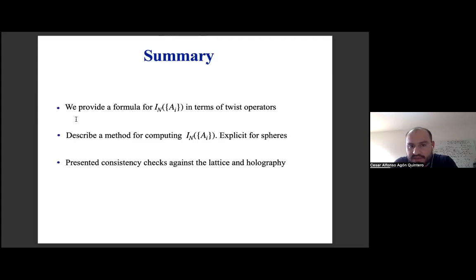Yes, so the summary is that essentially I provide some formulas for the N-partite information in terms of twist operators. I describe this diagrammatic method for computing the N-partite information, which can be made quite explicit in the case of the spheres. And then I presented some consistency checks against the lattice and holography as well by establishing this equality.